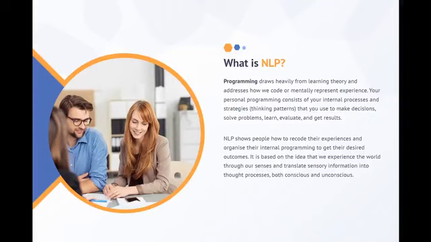NLP shows people how to recode their experiences and organize their internal programming to get their desired outcomes. It is based on the idea that we experience the world through our senses and translate sensory information into thought processes, both conscious and unconscious.